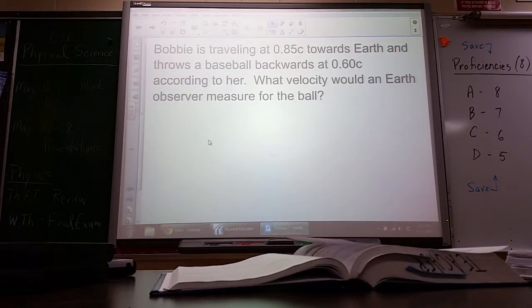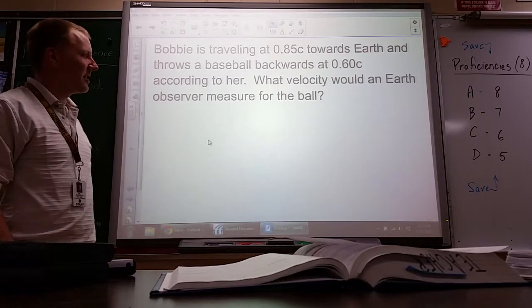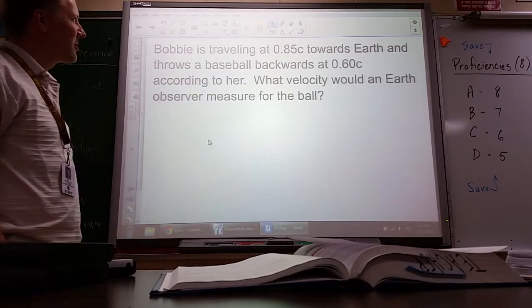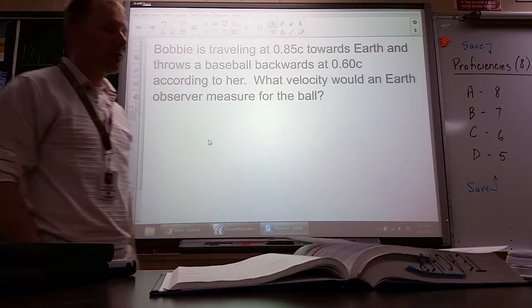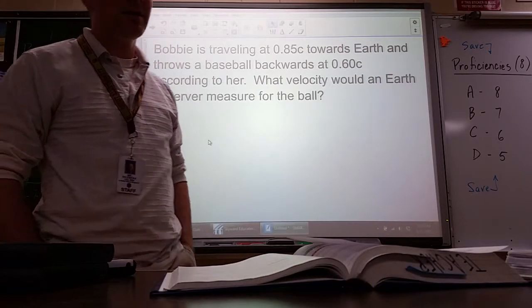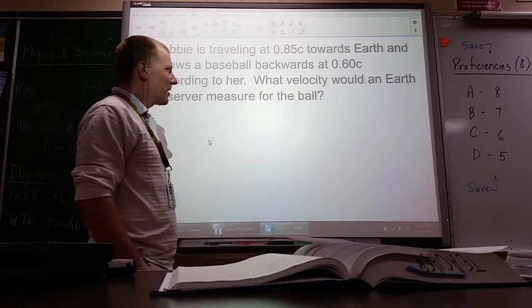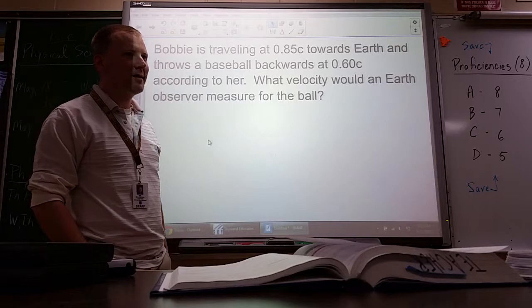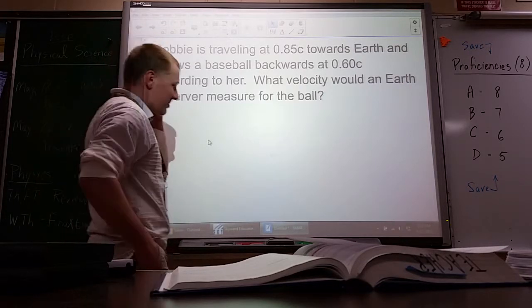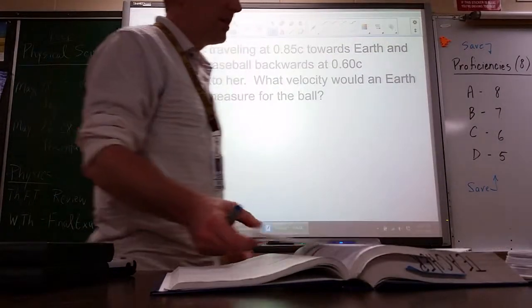Okay, a velocity addition question. The first thing to look at, or consider, is approximately how fast do you think this is going? So she's going towards Earth at 0.85 c, but throws the ball backwards, so it's probably going slower than 0.85 c, according to an Earth observer. If she threw it towards Earth, of course, it would be going faster than 0.85 c, but not above c. So you always have some sort of a ballpark to put this in.